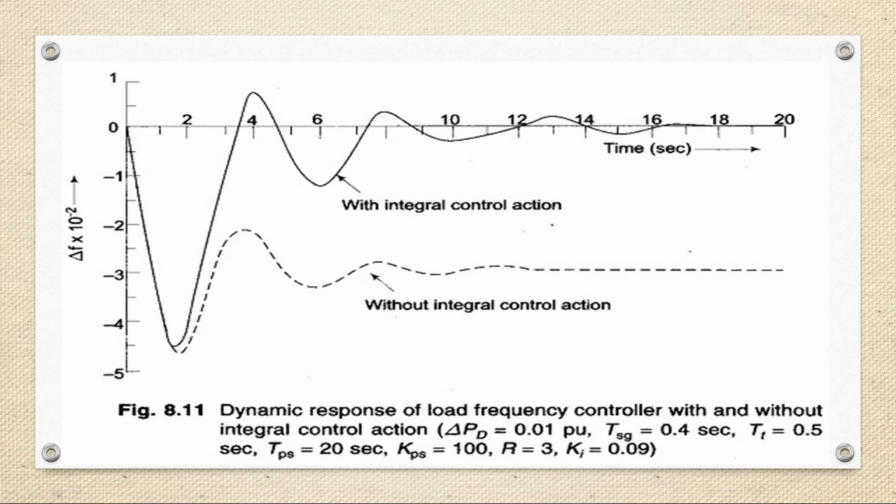Here we are inserting all the values: delta Pd, Tsg, Tt, Tps, Kps, R and Ki. By taking all these values, I got the plot of time versus frequency with and without integral control action.